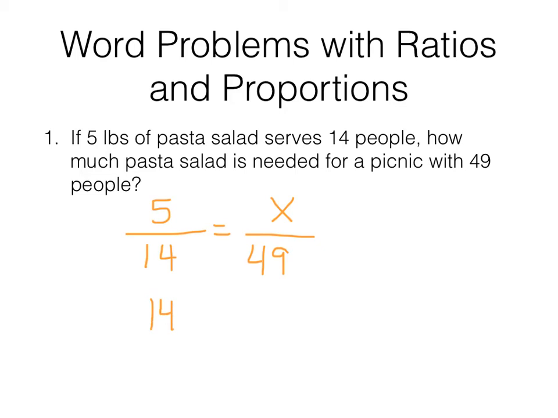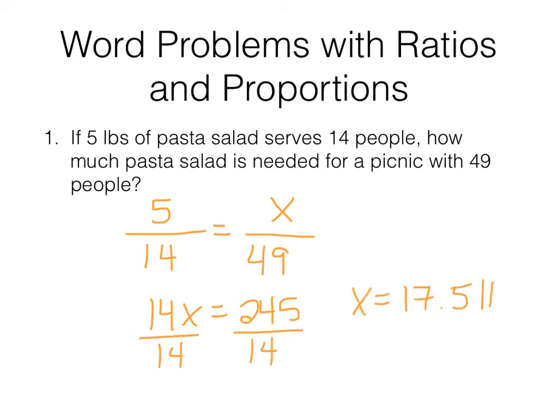So 14 times x, 14x. 1 times 49 is 49. And when we divide, it may not come out evenly, but it's not an ugly answer. It's 3.5. So we need 3.5 pounds of pasta salad. That is a lot of pasta salad in order to feed 49 people.